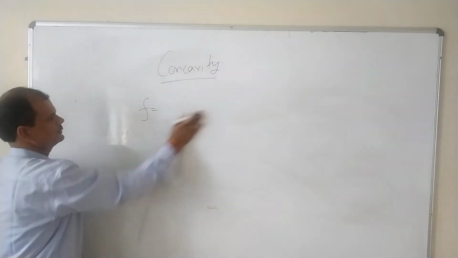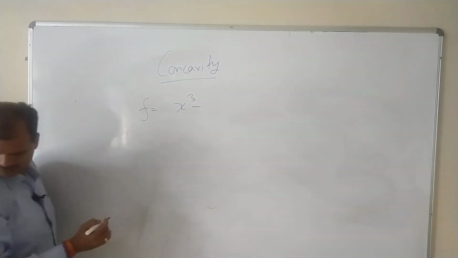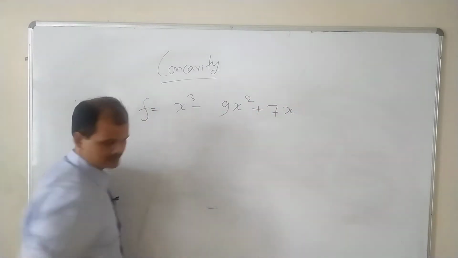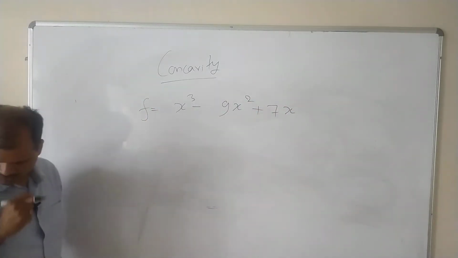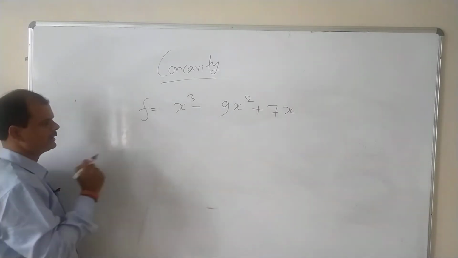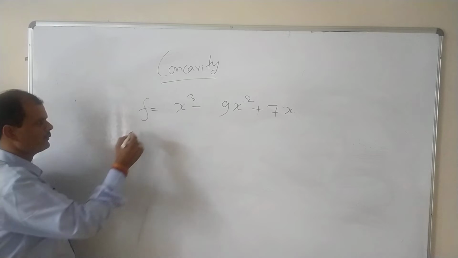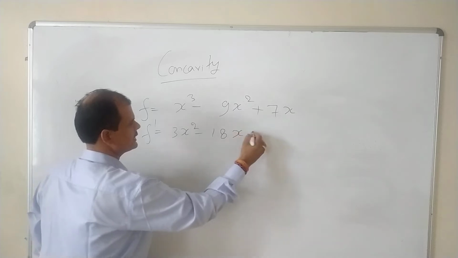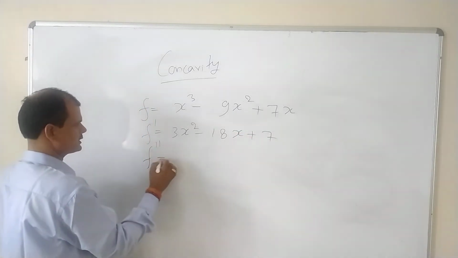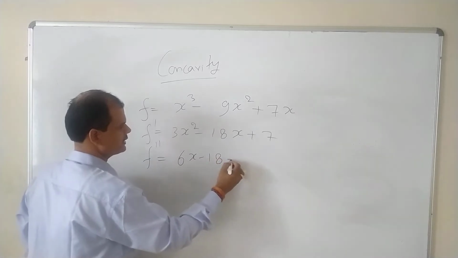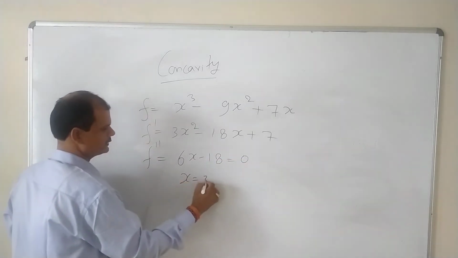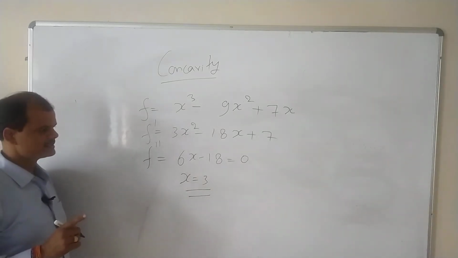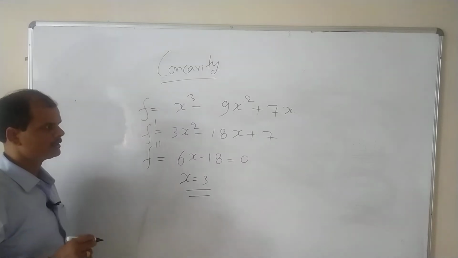I have f equal to x cube minus 9x square plus 7x. Yeah, 7x, fine. So we'll find out the point of inflection. So find the double derivative. f dash equal to 3x square minus 18x plus 7, f double dash x equal to 6x minus 18 equal to 0. So x equal to 3. So only one point we have where the concavity changes. x equal to 3 is the point of inflection.